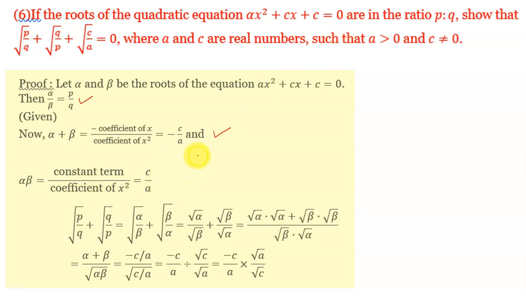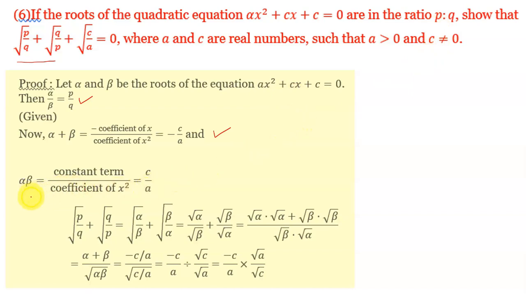Now, to prove this, we will consider this term, that is in root of p upon q plus in root of q upon p plus in root of c upon a is equals to 0. आपण त्यातल्या या दोन टर्म्सचा इथे कन्सिडरेशन करणार, बिकॉज वी हॅव गिव्हन द रेशो, that is अल्फा अपॉन बीटाची आपल्याला व्हॅल्यू दिलेली आहे, which is p upon q. And by using that value, we will prove this result.